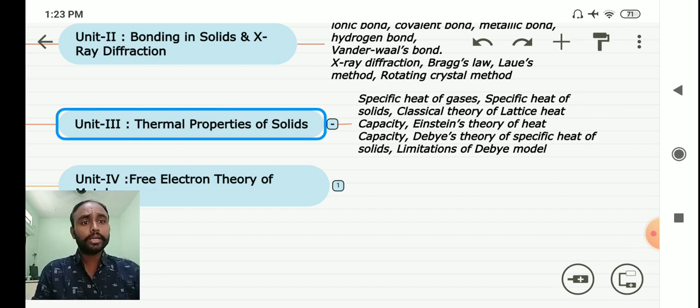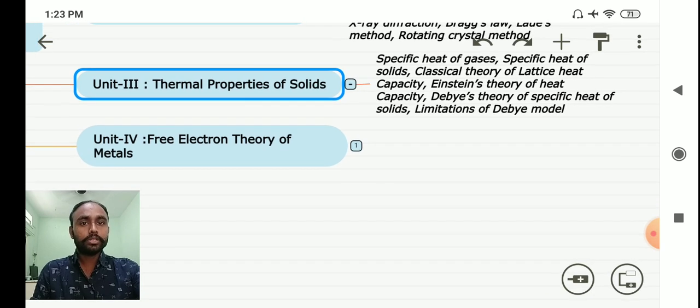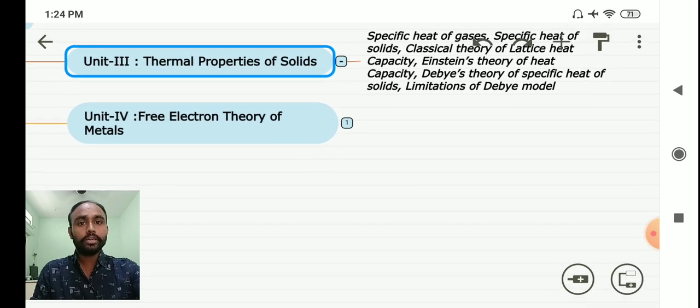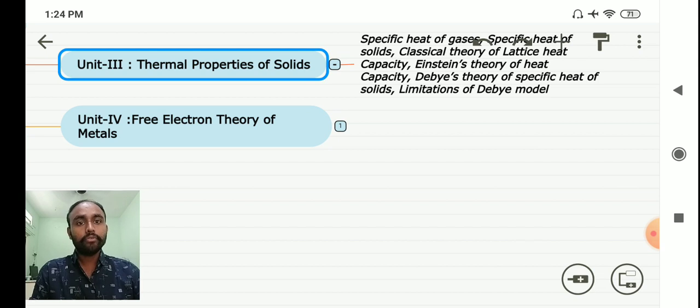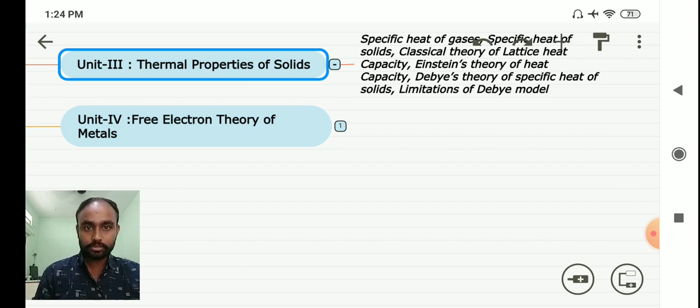But most familiar we will have this Debye model only. Okay, this is the end of this third unit. Now the fourth unit, you can see, is free electron theory of metals.